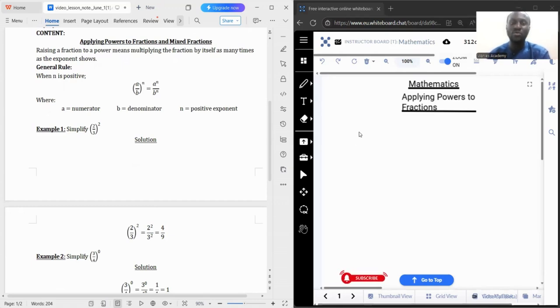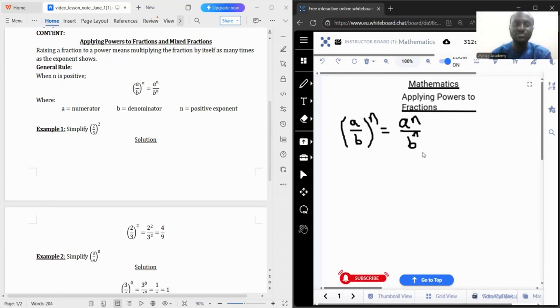The general rule, when n is positive, says a over b raised to power n is as good as a raised to power n over b raised to power n. That is, the power is being shared between the numerator and the denominator before it's been simplified. Note, this rule only works when n is positive, that is, when the power is positive.